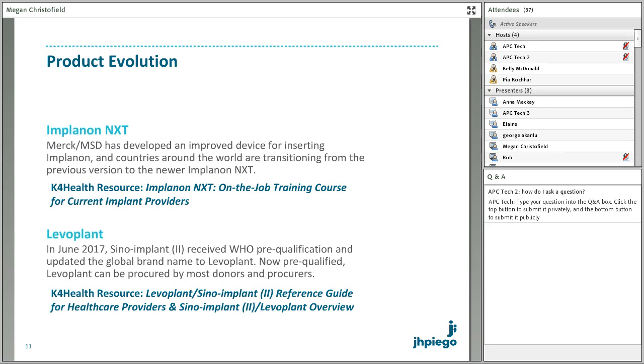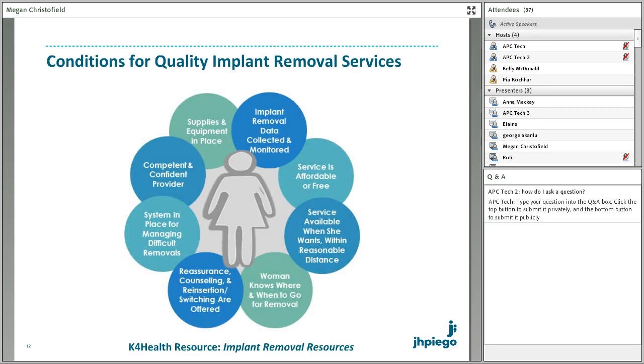So the resource noted on the slide here is for a course to quickly and effectively update implant providers on this newer Implanon NXT device through on-the-job training. Dr. Saad, in his overview, also highlighted the recent WHO pre-qualification of Levoplant. Over 200,000 Levoplant have been procured in recent weeks to Sierra Leone, Uganda, and Malawi. And so programs expanding access to Levoplant should ensure that healthcare providers are adequately trained to offer 2-rod implants. Again, noting that the insertion mechanism for a 2-rod implant versus a 1-rod implant is slightly different. And so having providers trained in one and not the other requires that they be updated in both if they're expected to offer both.